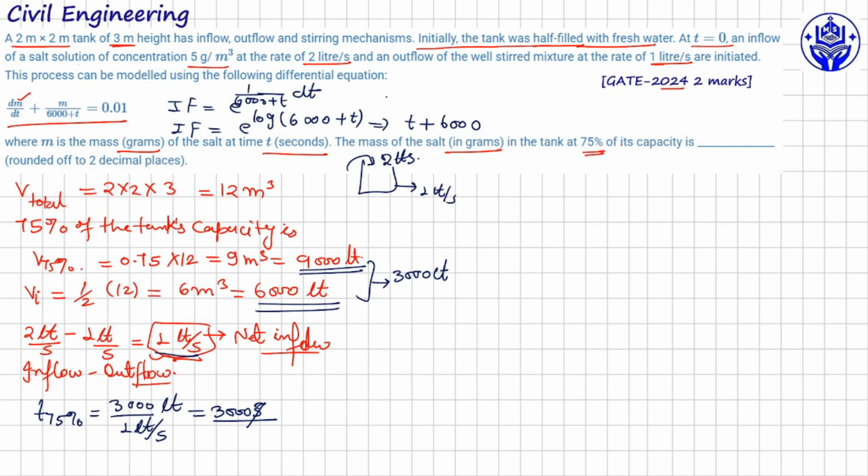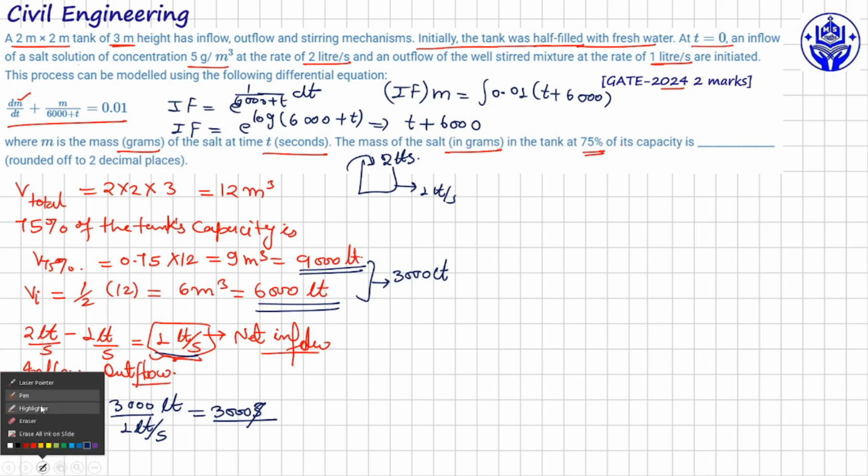Then the solution of the linear differential equation is the integrating factor times m equals the integration of the right hand side, that is 0.01 times the integrating factor, t plus 6000. First of all, I'm writing the formula only: the integrating factor dt plus some constant c.